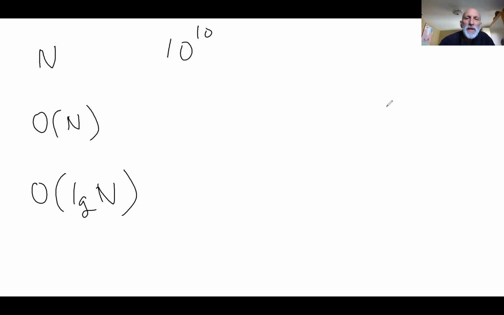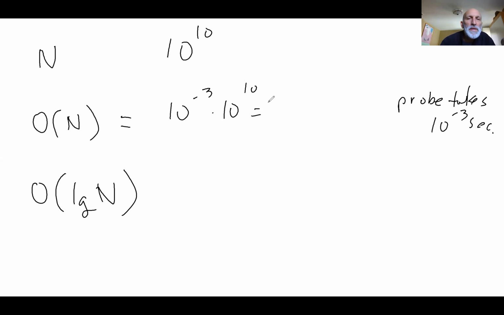We have to make an assumption. Let's assume that a single probe in either case, that means, is this what I'm looking for? Takes 10 to the minus 3 seconds, or 1,000th of a second. It doesn't really matter what the real number is, it's just the same for every particular case. So if a probe takes 10 to the minus 3 seconds, how long does a sequential search take? Well, the answer is 10 to the minus 3 times 10 to the 10th seconds, which is 10 to the 7th seconds. Well, that's 10 million seconds.